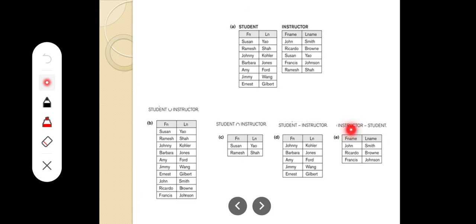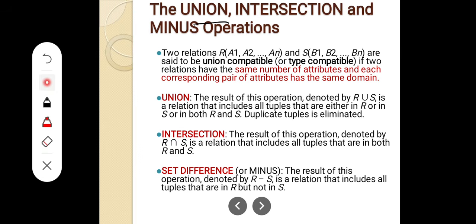What about instructor minus student? It will take all the tuples of instructor except the common ones between student and instructor. Except that, it will take all the tuples in the instructor. Here those two tuples, Susan and Ramesh, are eliminated, but all the other tuples from the instructor are selected. So that is the rule of set difference.